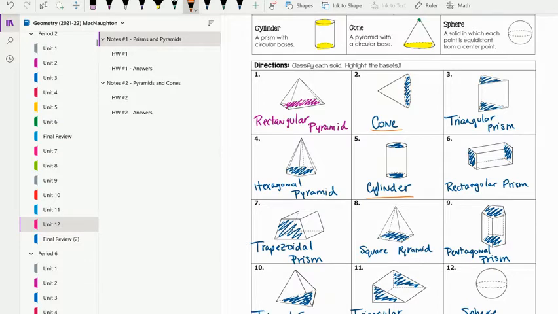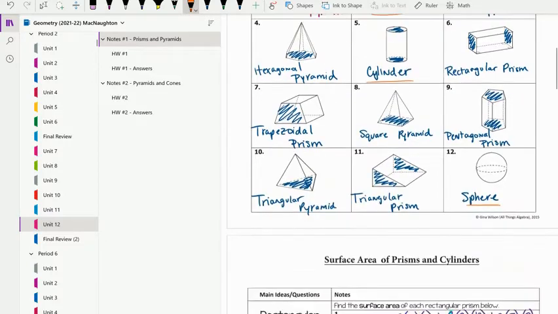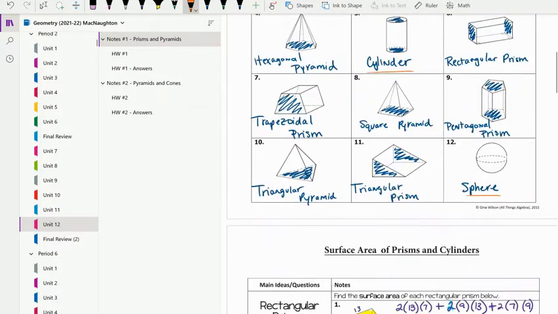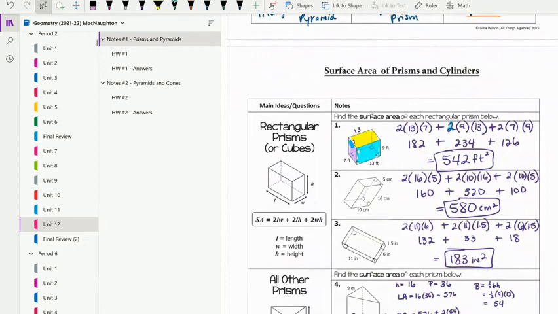With prisms, just know that your 2 bases will always be the exact same shape. So that's kind of how you can figure out where your bases are. And we'll look at that a little bit here in a few. Okay, so those are our shapes. Now we want to talk about surface area, and then we're also going to see volume of prisms and cylinders, is where we're going to start. Next time we'll do pyramids and cones.